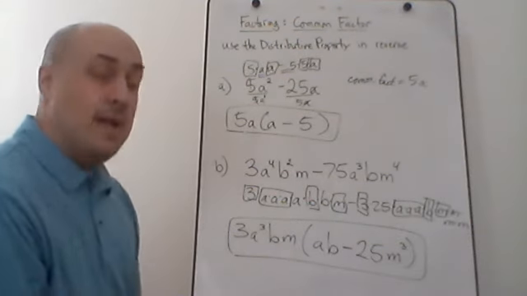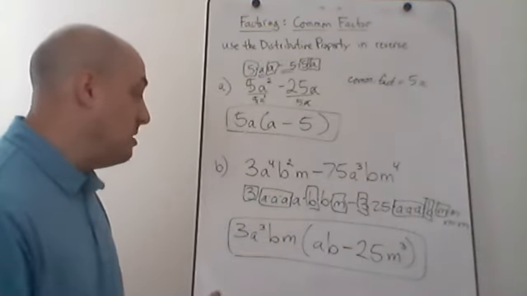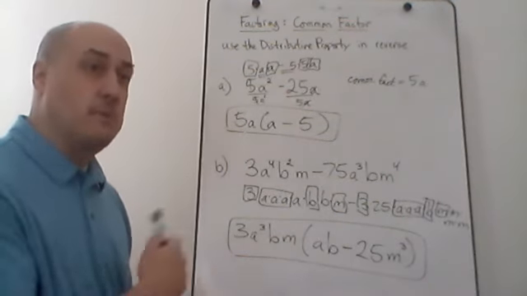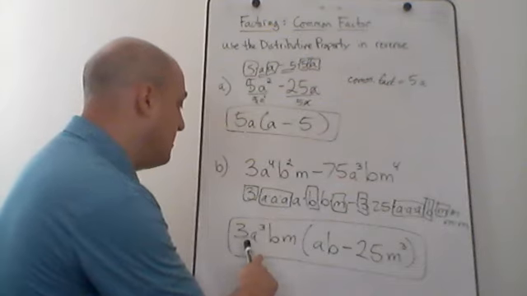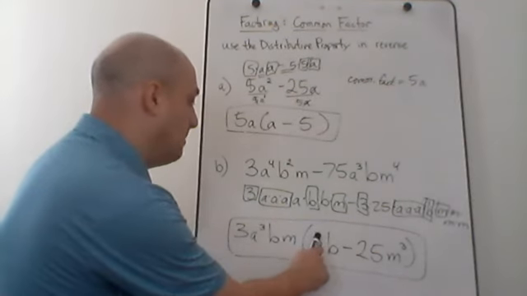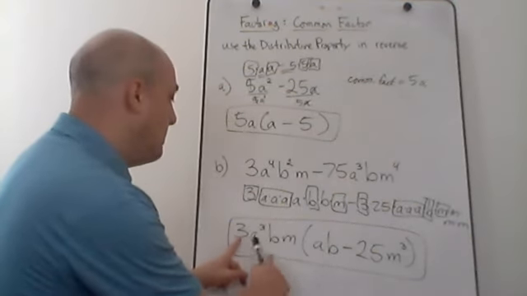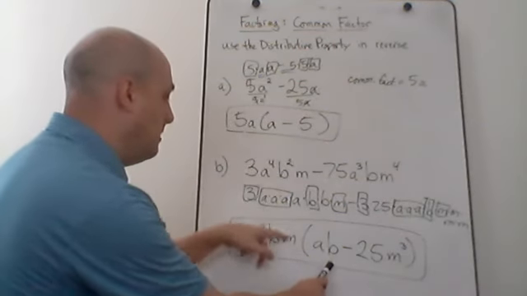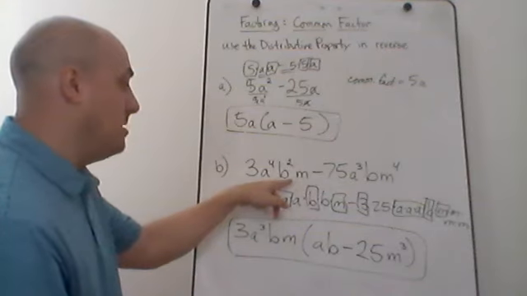All right. And once again, to double check this, if you distribute this, remember, factoring out a common factor is just the distributive property backwards. So if I distribute this, if I do 3a to the third bm and multiply it times ab, well, that's going to give me a 3, a to the fourth power, a b squared, and an m to the first. So that matches my first term.